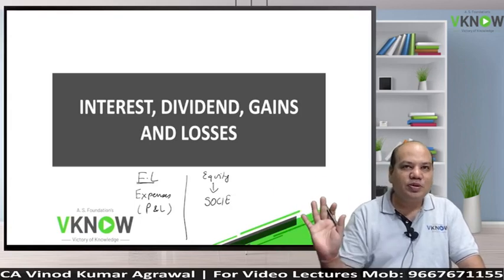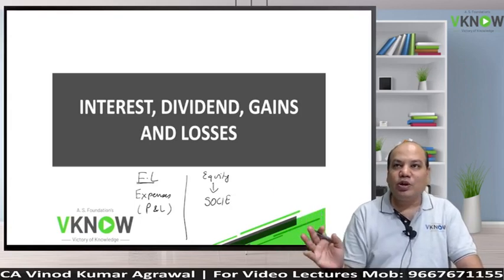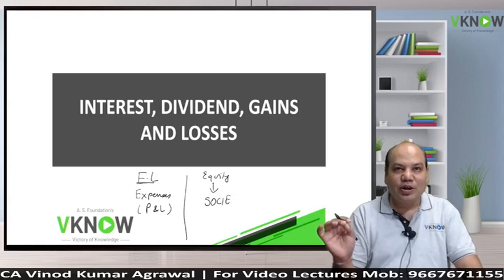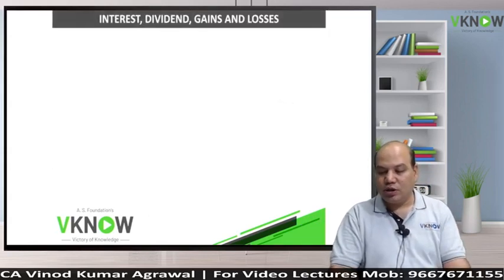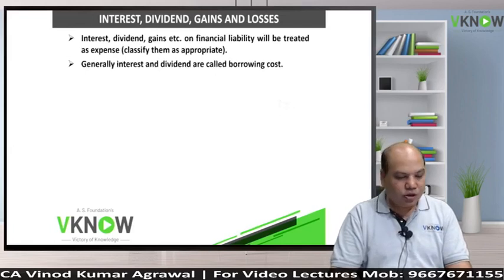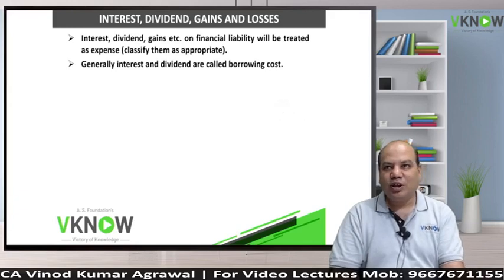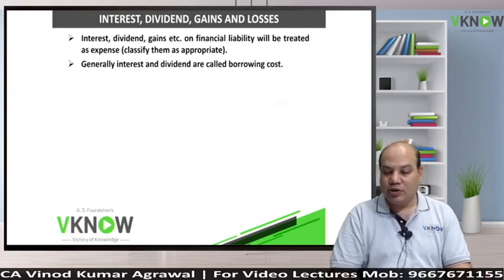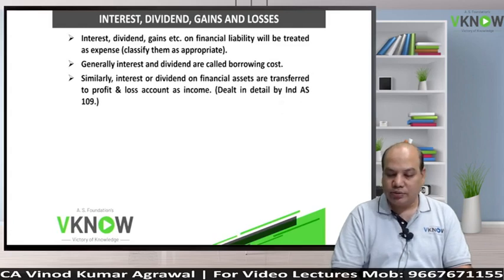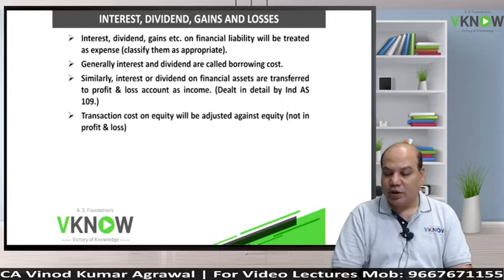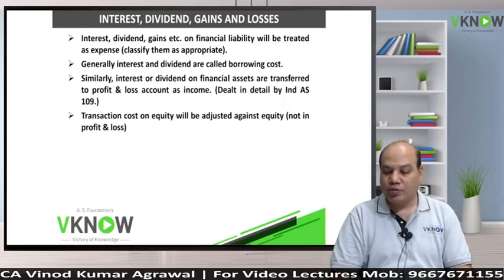For income tax purposes, the matter is different. We are not talking about what the Income Tax Act will do, but as an accountant, where will you transfer it? In the statement of profit and loss. But if the preference share is classified as equity, then you will deduct it from SOCIE. So that is how you have to do it. Financial liability, P&L account; equity item, SOCIE. Interest, dividend, gain on financial liability will be treated as expense. Generally interest and dividend are called borrowing cost. Similarly, interest or dividend on financial assets are transferred to the P&L account.